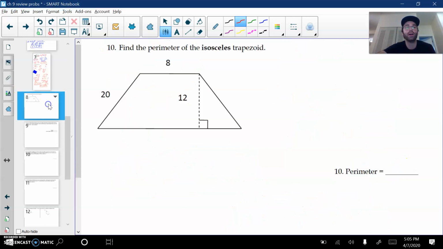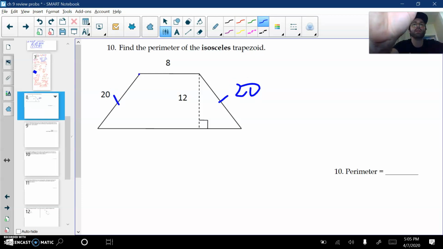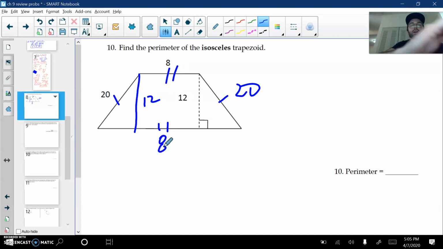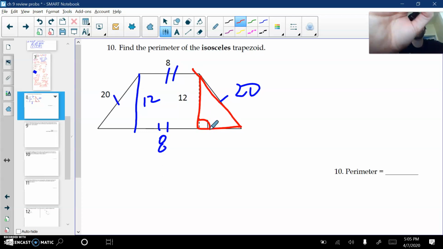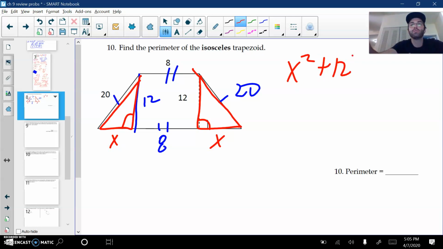Let's see if I have enough time to do this one here. Okay, so isosceles trapezoid, that means these two sides are going to be the same right away. I know that if that's 12, then this is 12. If this is 8, then this down here is 8. I have a nice little triangle here, don't I? And this is the same triangle I have over there, don't I? I'm going to call this X, which would make this X. And I can say that X squared plus 12 squared equals 20 squared.